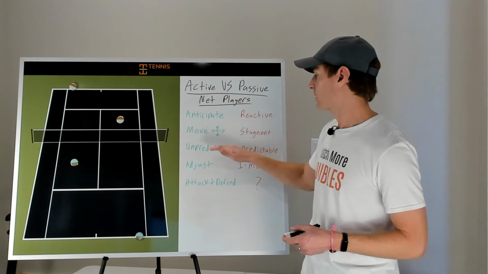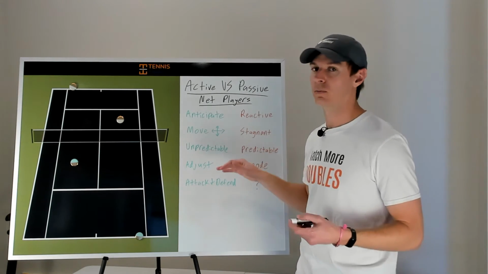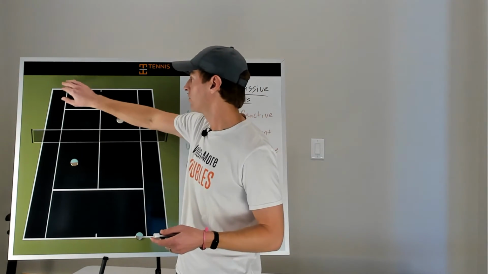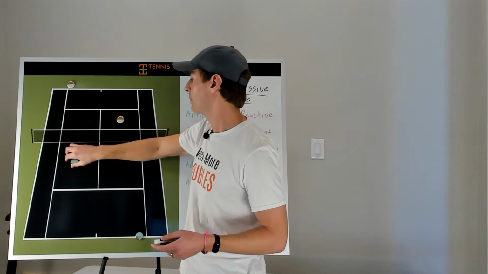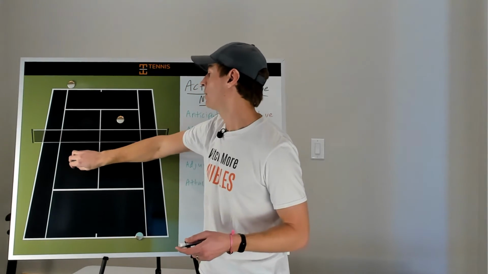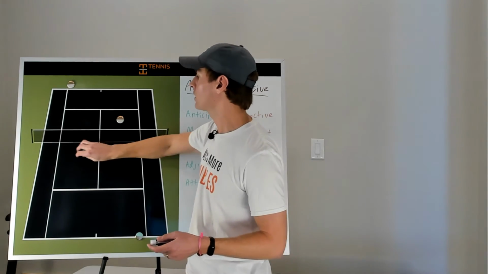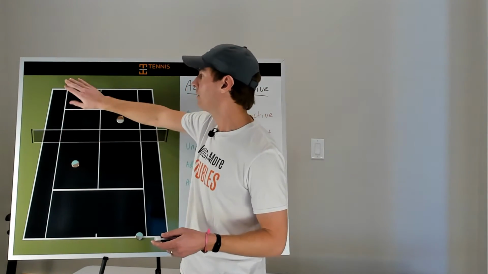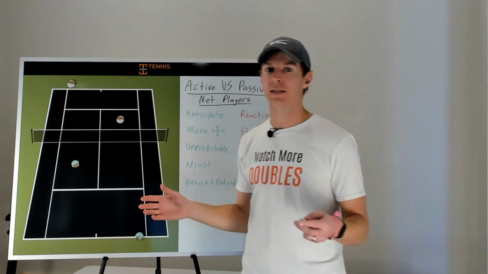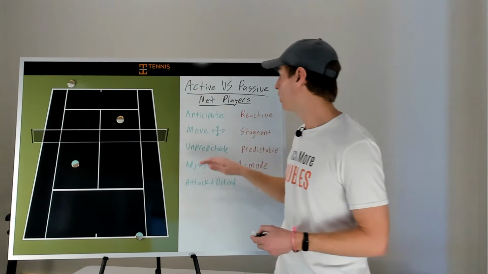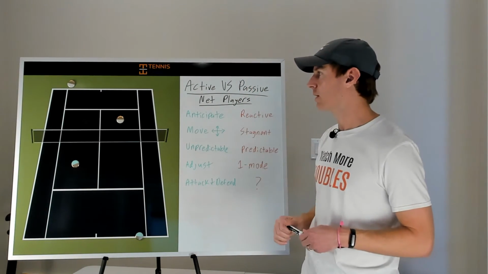The next thing that active net players do is they're unpredictable. So during a rally, if the opponent has a forehand, I may stay on one of them, I may poach on another. On the next one, I might come across early and then come back and fake. And this opponent has no idea what I'm going to do. I'm totally unpredictable when I'm up there at the net.